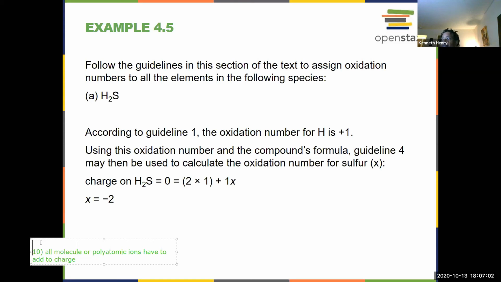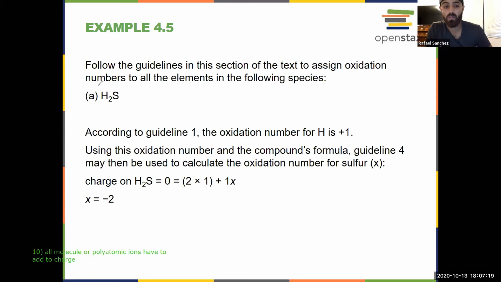Okay, so let's start off with this guy. Based upon the rules, what is going to be the oxidation number for each of the hydrogens? +1. And there's 2 of them. So then what is the oxidation number for sulfur? Negative? Would it be -1, or remember there's 2 of these guys. It'll be -2. That's right. We have to cancel out, right? Because at the end of the day, it has to equal 0.